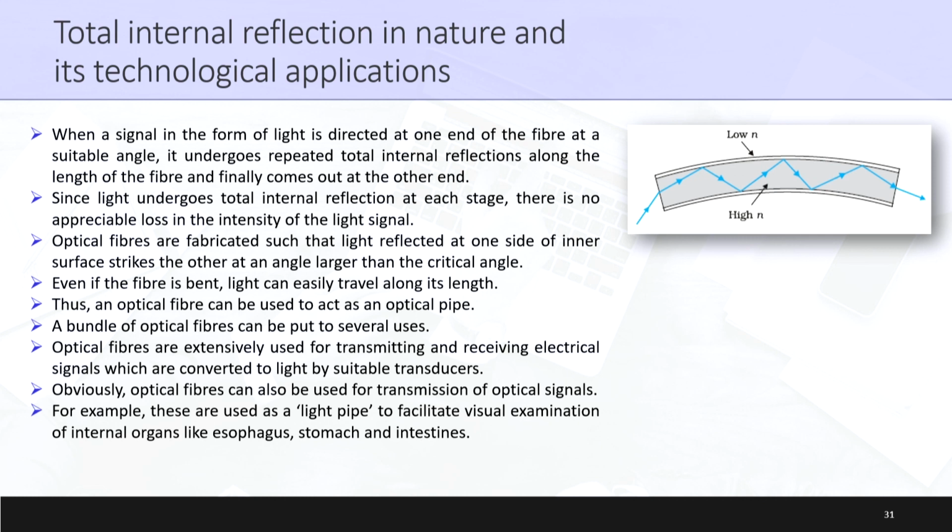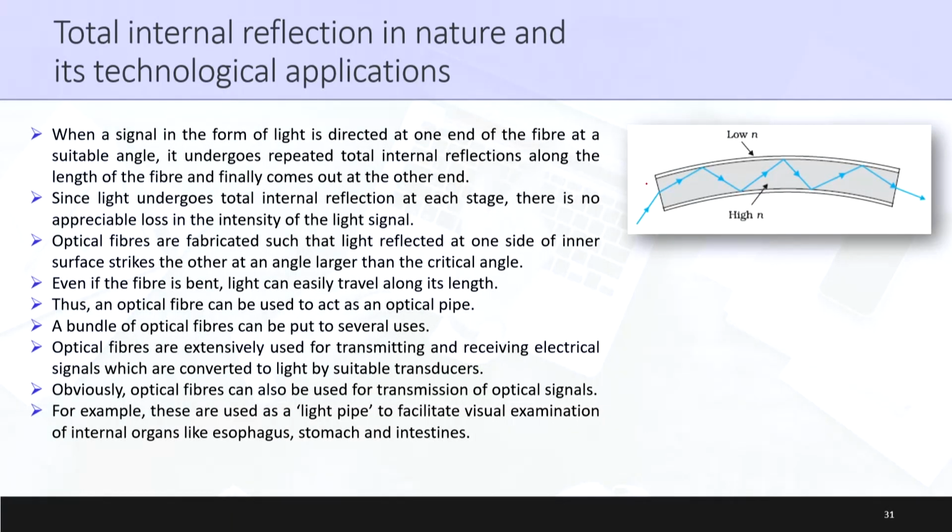Now, when a signal in the form of light is directed at one end of the fiber, let us say this is the signal being talked about here, at a suitable angle, so that the suitable angle has to be such that at the inside portion of the optical fiber, the angle of incidence must be greater than the critical angle. So, when this is happening, total internal reflection will occur. The light undergoes repeated total internal reflections along the length of the fiber and finally comes out at the other end.